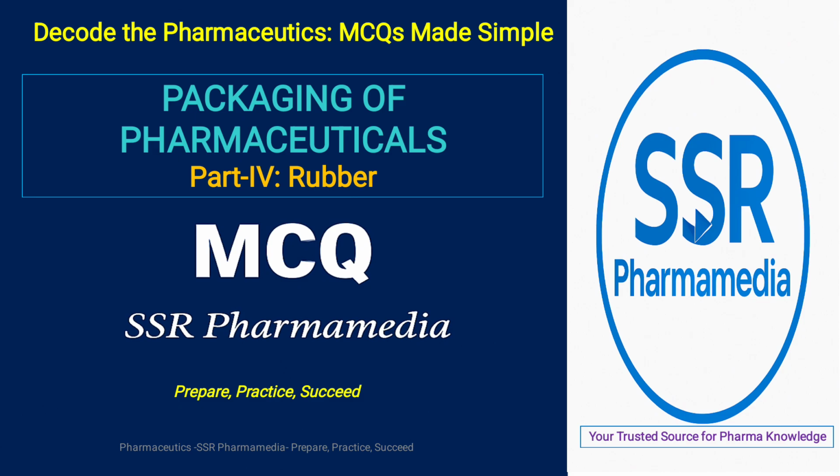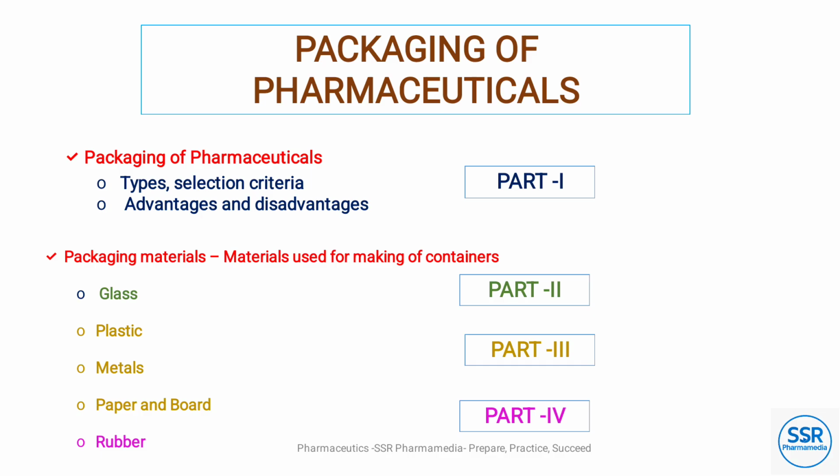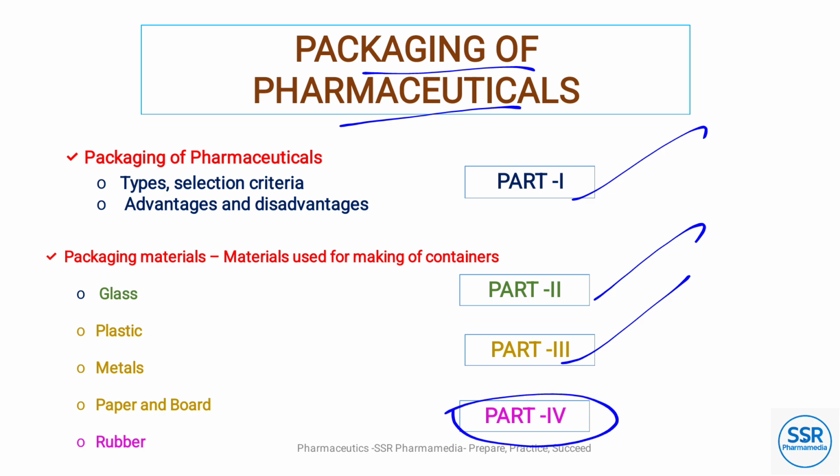Today we are going to discuss packaging of pharmaceuticals, Part 4, Rubber. Prepare, practice, succeed. So, packaging of pharmaceuticals. We have already covered part 1, part 2, and part 3. Today we are going to cover part 4, Rubber.